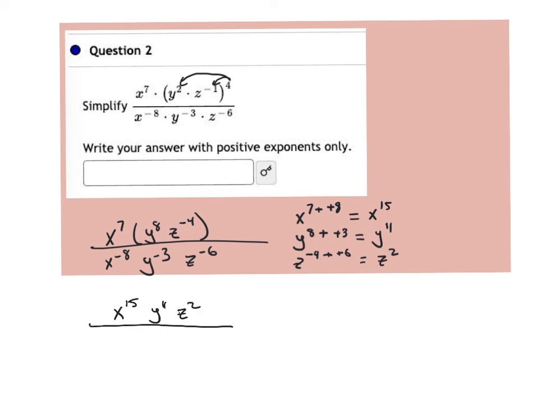Now, if everything cancels out, whether it's on top or bottom, it would be over 1. We usually don't write over 1, because anything can be expressed as a fraction over 1, and if it's over 1, we usually don't write it as a fraction. So my final answer would be x to the 15th, y to the 11th, and z squared.